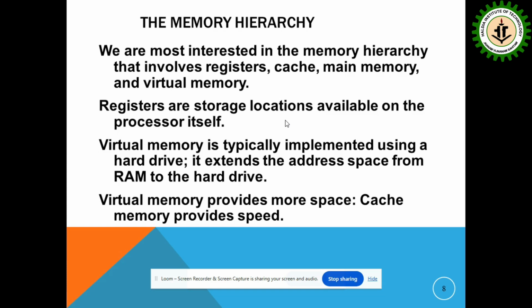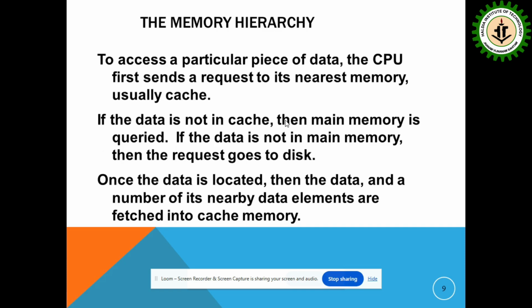Now moving to the next, we are most interested in the main memory hierarchy that involves register, cache, main memory, and virtual memory. So what are registers? Registers are storage locations available on the processor itself. Virtual memory is typically implemented using a hard drive. It extends the address space from the RAM to the hard drive. Virtual memory provides more space, whereas cache memory provides the speed.